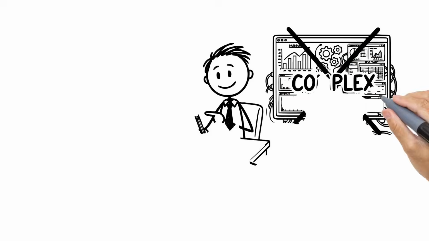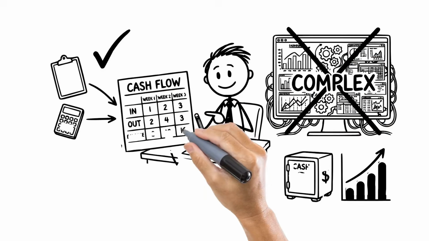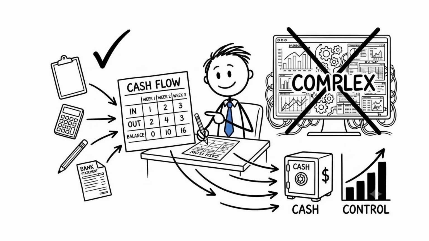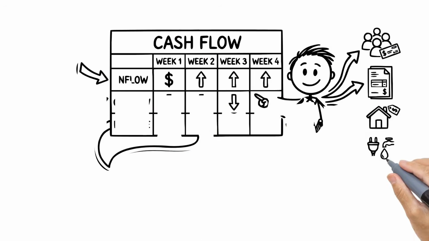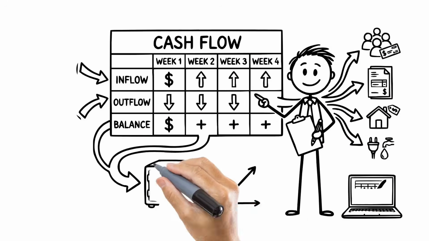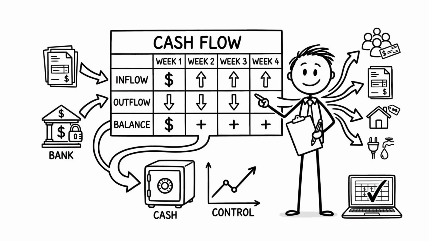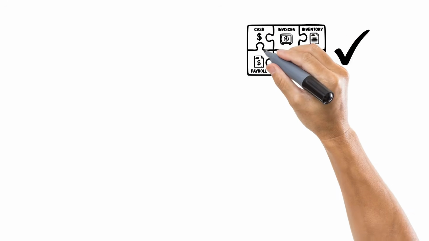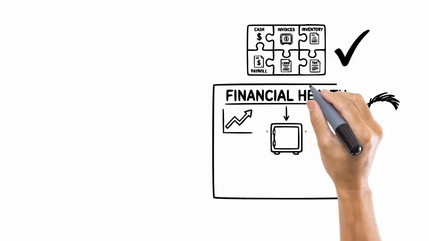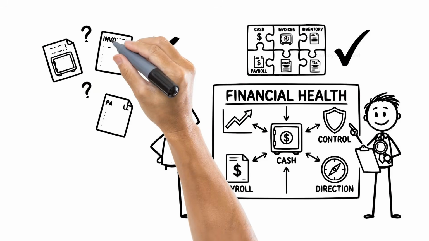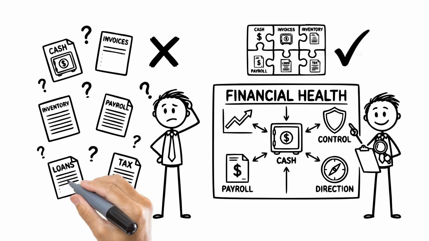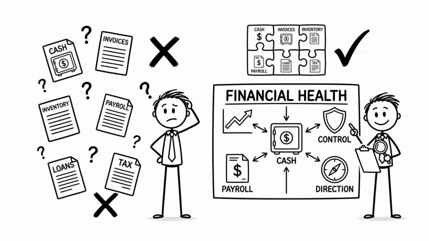Next, maintain a simple cash flow forecast. It does not need to be complicated or created with expensive software. A basic spreadsheet showing expected cash inflows and expected cash outflows for the coming weeks is enough for many small businesses. Update it every week using actual results instead of estimates whenever possible. Over time, your forecasts become more accurate, allowing you to make better financial decisions with greater confidence.